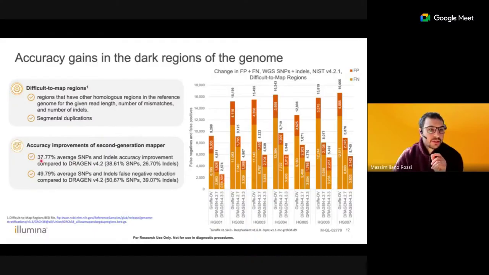And we do see a 37% average accuracy improvement compared to the previous version of Dragen, and roughly a 50% false negative reduction. So it's really helping make the right calls in those difficult to map regions of the genome.